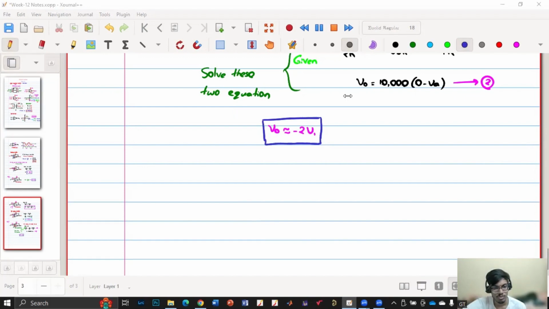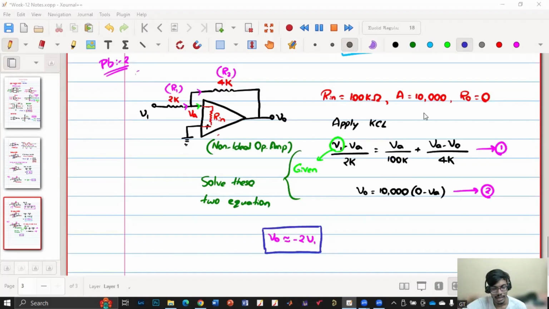Now V naught is equal to minus 2 V1. In this case, this is a non-ideal op amp, so these two terminals are not shorted. So VA has some finite value, and I have assumed VA to be a finite value. And there is one internal impedance over here, Rn. So this current, I know that it is not zero, so I have applied KCL over here. This current equals this plus this current. So V1 minus VA by 2K is equal to VA minus 0 by Rn, so VA by 100K, plus VA minus V naught by 4K. So this will give me one equation.